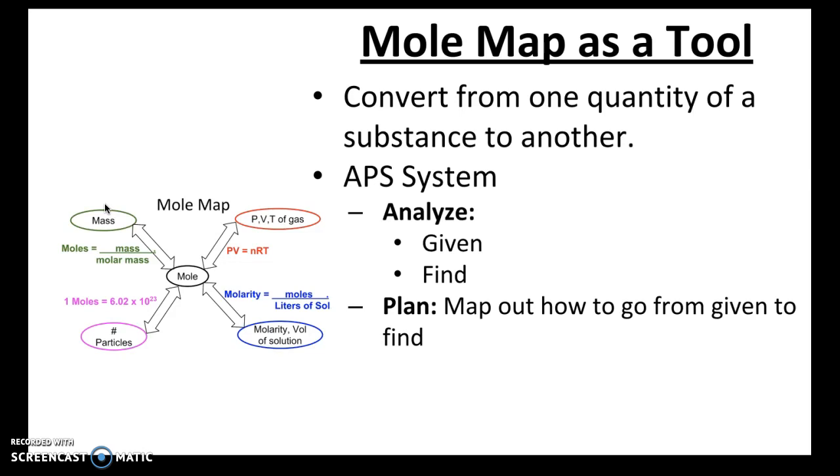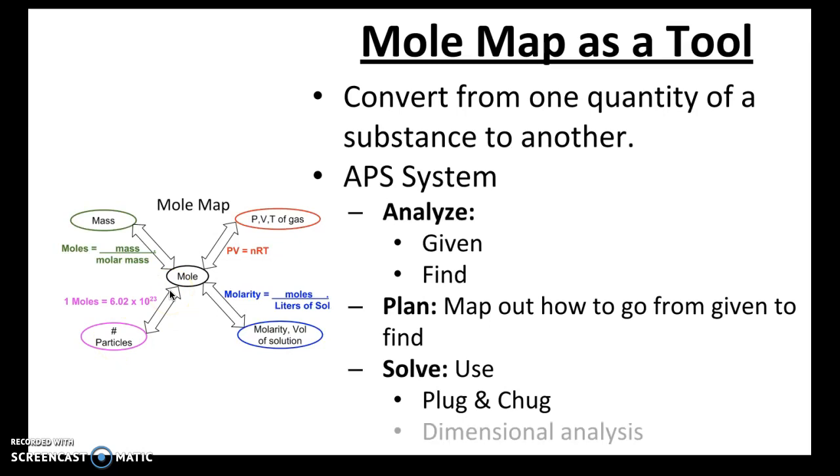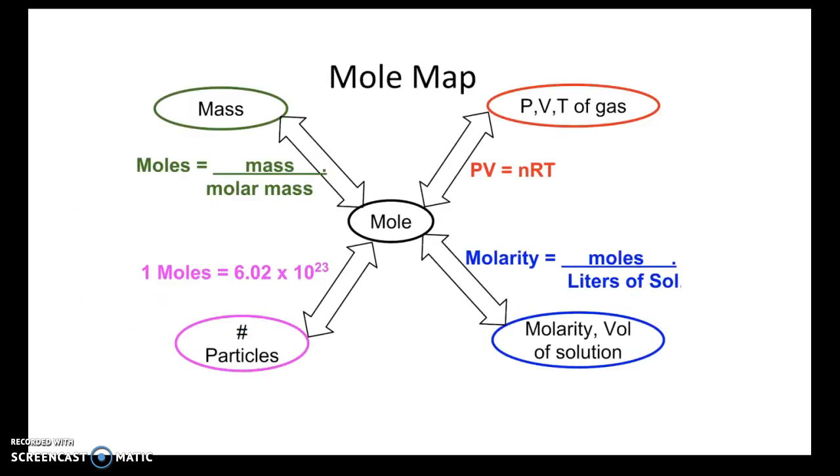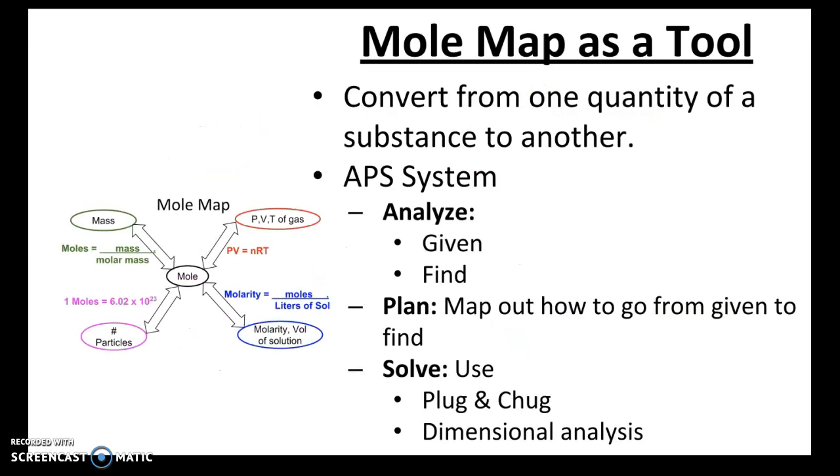Once we have our plan, then we would solve using either the plug and chug method, which is where you plug the numbers into the equation in the order in which you pass them. So if you started with mass, you would plug your given information in here to get your moles, and then you would plug in your moles to get your number of particles. That's the plug and chug method. The other method is dimensional analysis, where you're using the information in both of these equations to cancel out units you don't want and keep the units you do want.